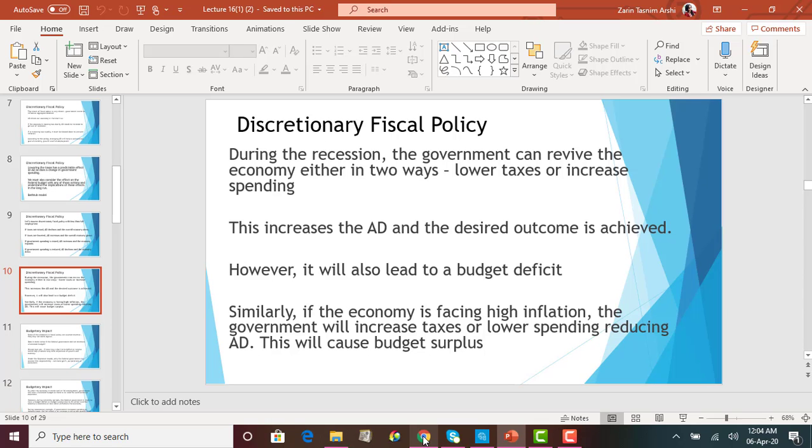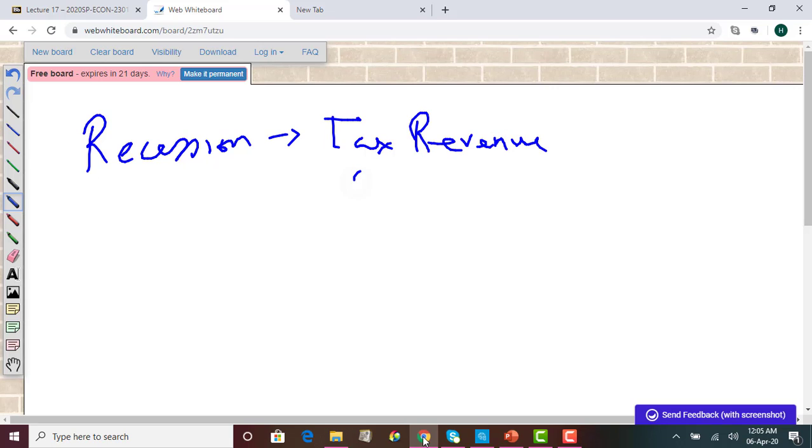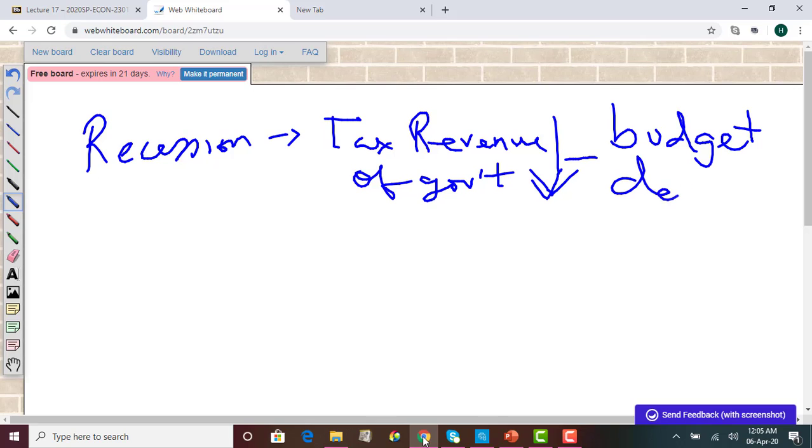Now one other thing we have to see is, if you think logically, when there is recession, government is increasing spending or decreasing taxes. So what's happening to the tax revenue of the government? The tax revenue of the government is going down, right? Because they're spending more money from their tax revenue, and at the same time, because taxes are going down, they are getting less taxes. So tax revenue of government goes down, and it ultimately creates budget deficit. So we have to take this into account when we are implementing a fiscal policy during recession.